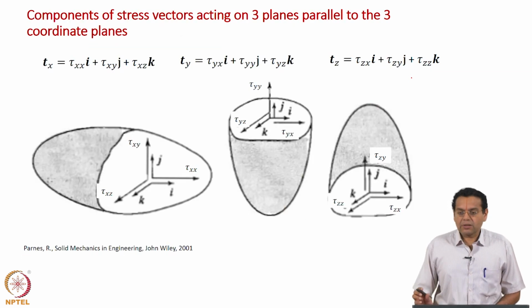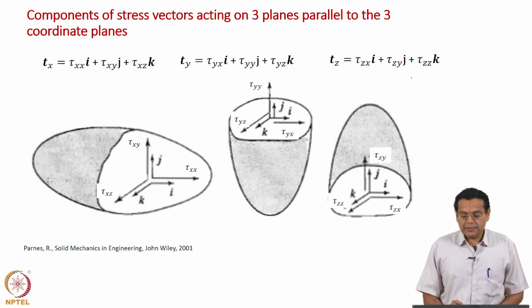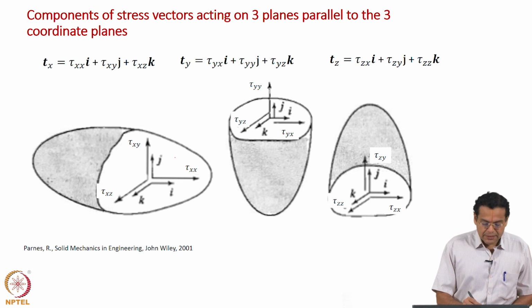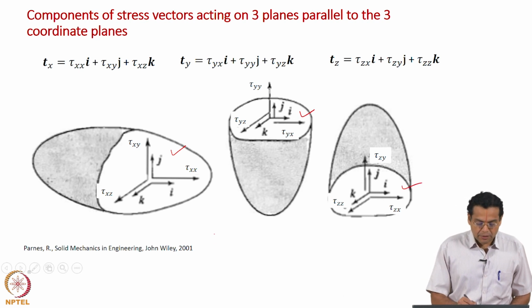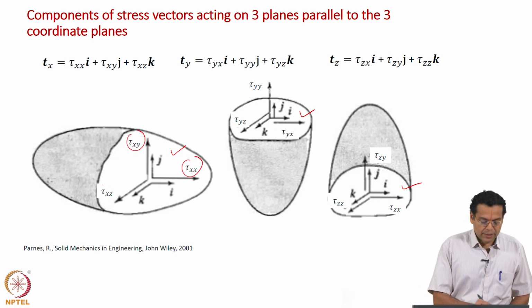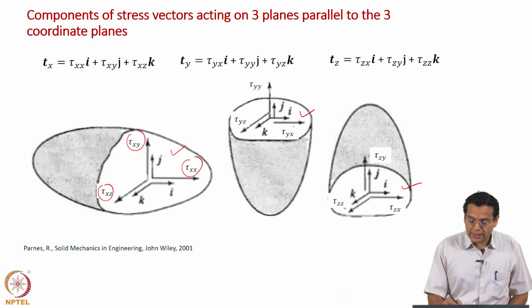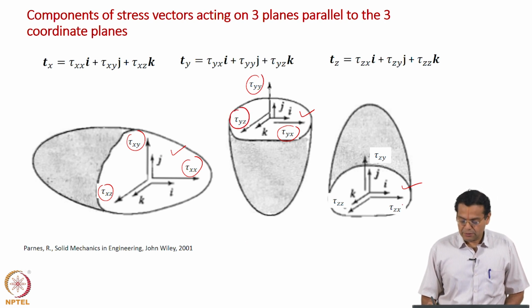Okay, this summarizes whatever we have discussed. So these are the components of stress vectors acting on 3 planes parallel to the 3 coordinate planes. So this is the x plane, the y plane and the z plane, and all the components. So we have a total of 9 components now: tau xx, tau xy, tau xz. Similarly here tau yx, because it is the y plane, tau yx, yy, yz, and the z plane. So we have tau zx, tau zy and tau zz.